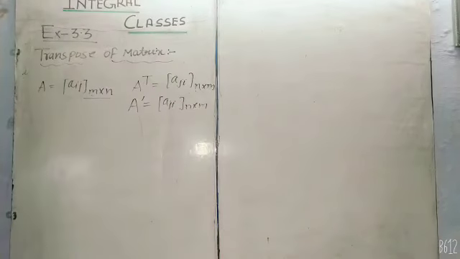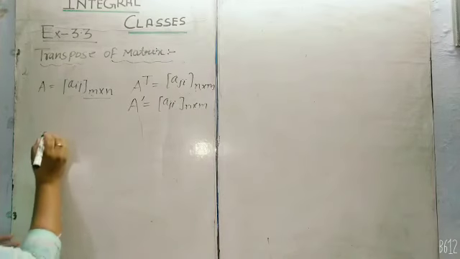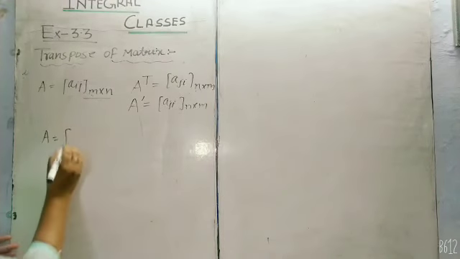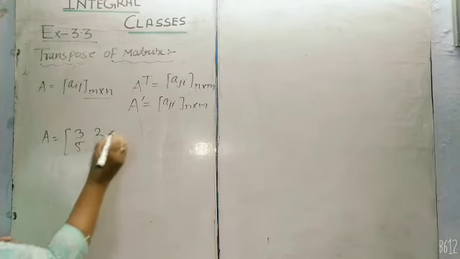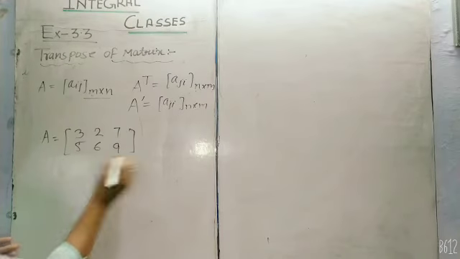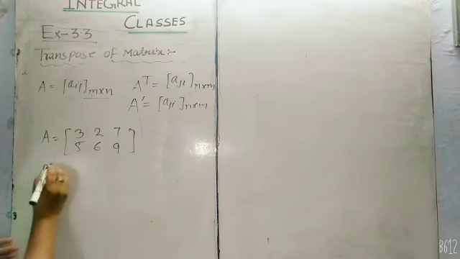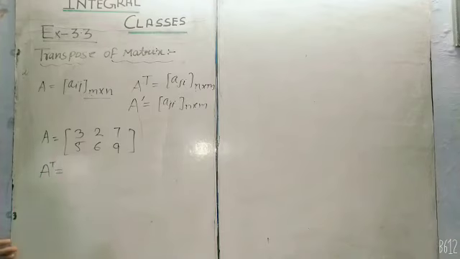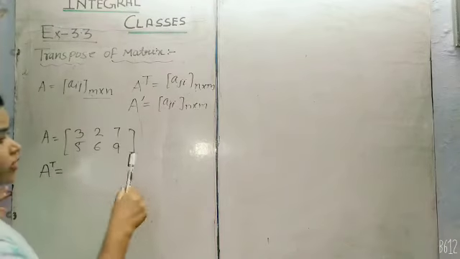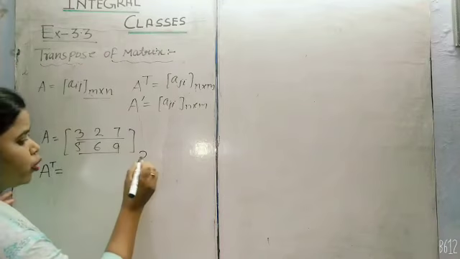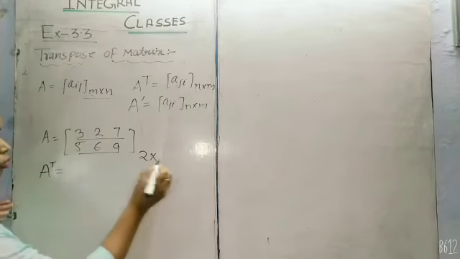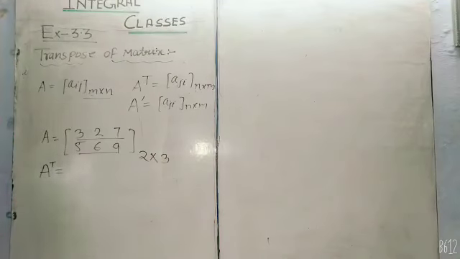Now I am explaining it by an example. Suppose A is the matrix 3, 2, 5, 6, 7, 9. Now we will find its transpose. What is the order of this matrix? How many rows? 1, 2. 2 rows and columns 1, 2, 3. 2 cross 3 is the order of this matrix.